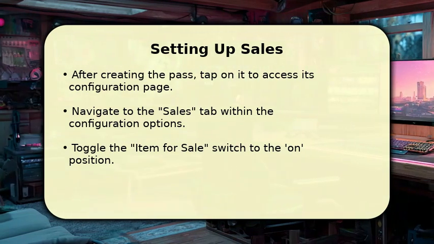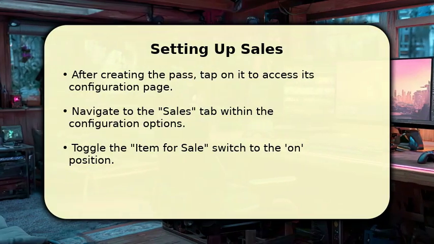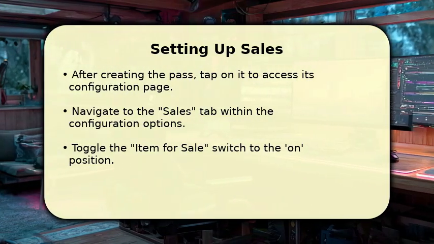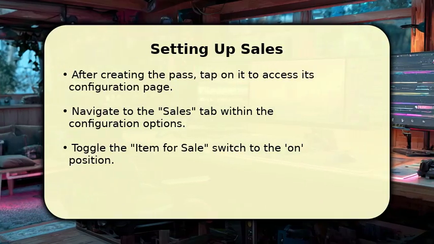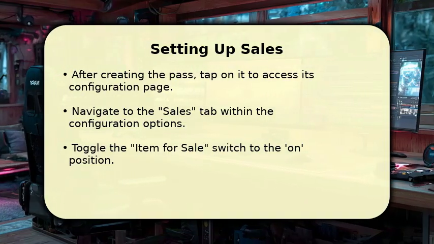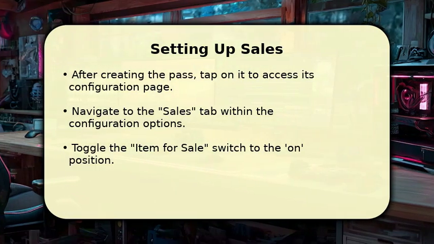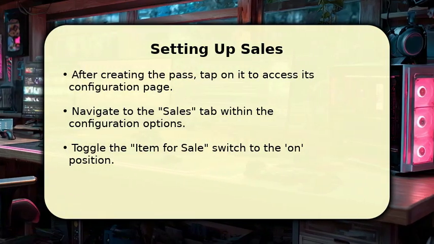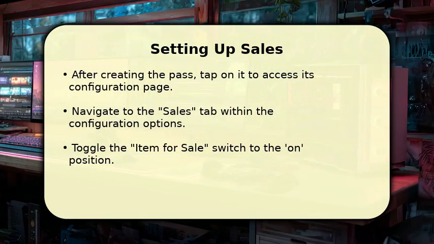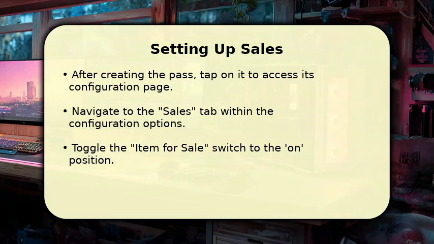On this page, you'll find several tabs. Select the Sales tab. Here, you must toggle the item for sale switch to the On position to make it available for purchase. Then, carefully decide on a Robux price. Remember, Roblox takes a 70% commission, so consider this when setting your price to ensure you receive your desired amount.